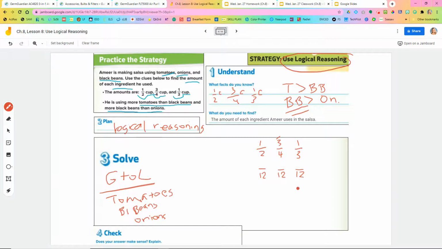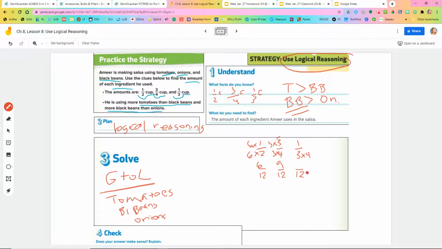Remember to keep them lined up. So this 2, how did this 2 turn into that 12? Well, we said 2 times 6. So 1 times 6 is 6. How did this 4 change into a 12? 4 times 3. Well, 4 times 3 is 12, and 3 times 3 is 9. So I've got my equivalent fractions going. And then finally, how does 3 change into 12?